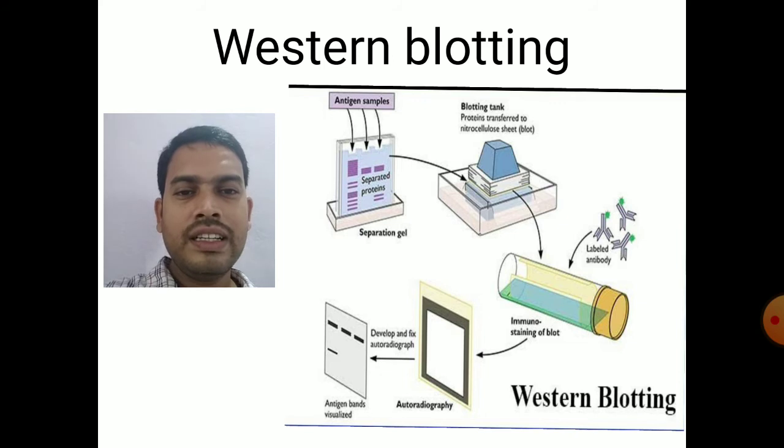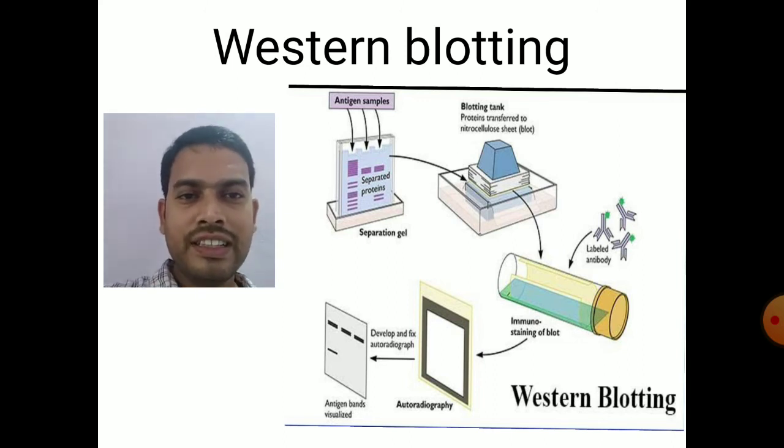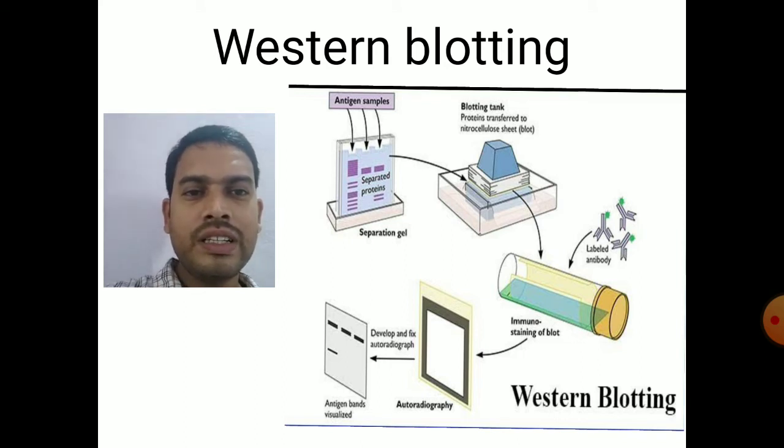As I mentioned, western blotting is different from the other two blottings because the other two blottings involve nucleic acids, whereas in western blotting you will identify the protein of interest. The protein of interest can be identified from whole cell lysate protein. So what we have to do here is collect the whole cell lysate protein. Then that particular whole cell lysate protein is loaded onto polyacrylamide gel electrophoresis.